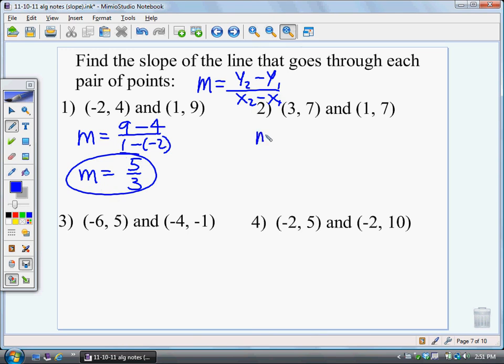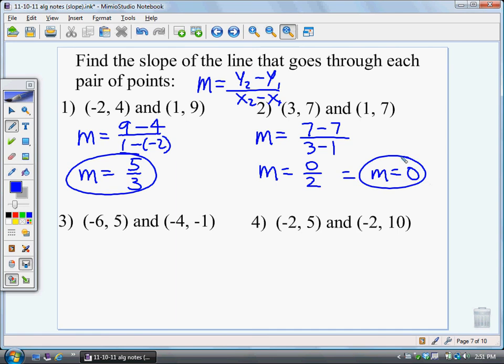On this one, when you subtract your y's, you get 7 minus 7, and 3 minus 1, or 1 minus 3, either way, doesn't matter. And this would be 0 over 2, which equals 0, because 0 divided by 2 is 0. If you think about where those points would be, that would be a horizontal line. That's why the slope is 0.